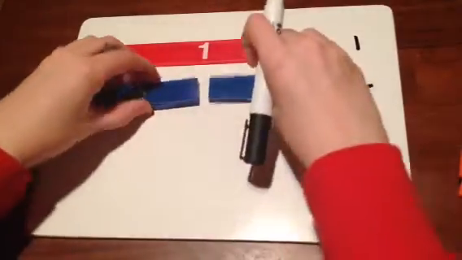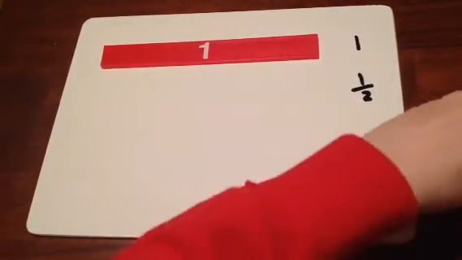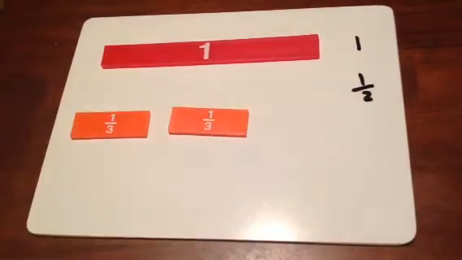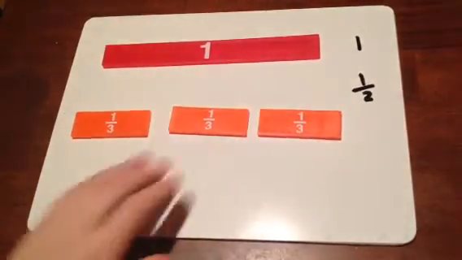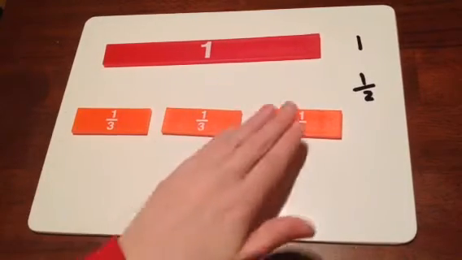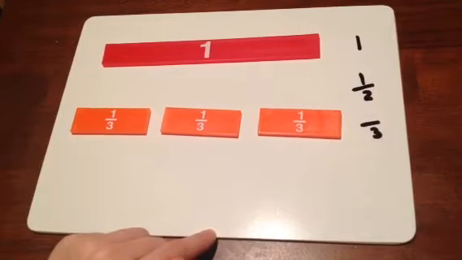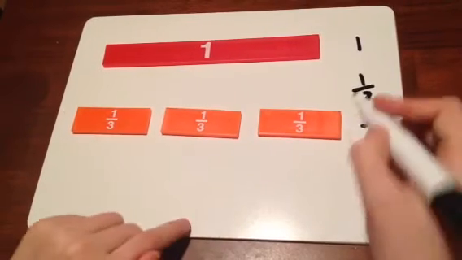Now I'll break up into even more parts. I'm going to break my 1 up into 3 different pieces. Here you can see I have 3 different tiles. So I will write 3 at the bottom. That is how many parts are divided. And I still have 1 whole at the top.